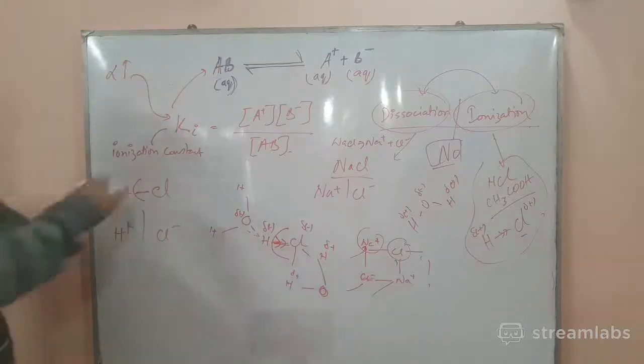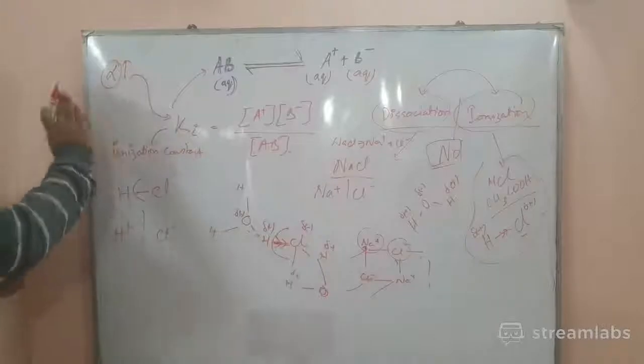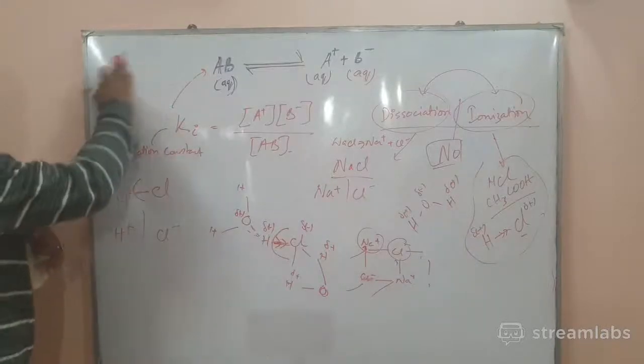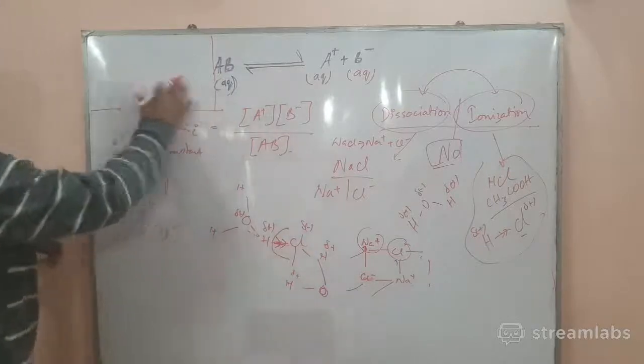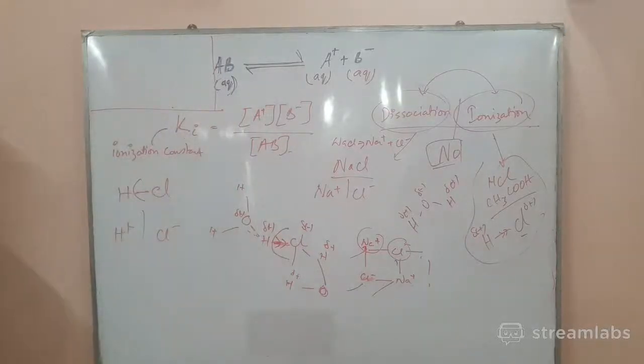Right or wrong? But Ki is entirely different thing from alpha. You cannot confuse alpha and K. Remember, you cannot confuse alpha and K. Alpha is something else, K is something else. You cannot confuse it. Remember this.